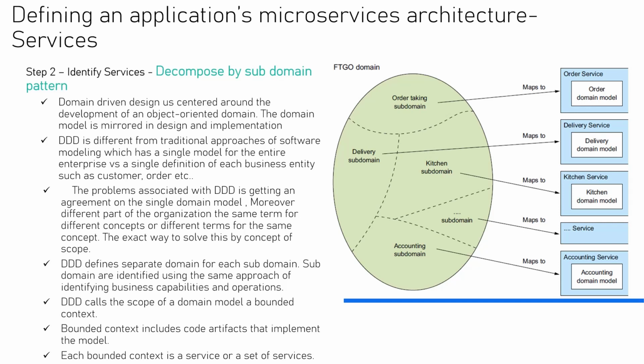It's a bounded context. The bounded context includes code artifacts and implements the model. Now each bounded context is a service or a set of services. So that's how the whole definition of services comes up in DDD from a subdomain standpoint of view. So it solves the problem by allowing classes to have different definitions across different subdomains.